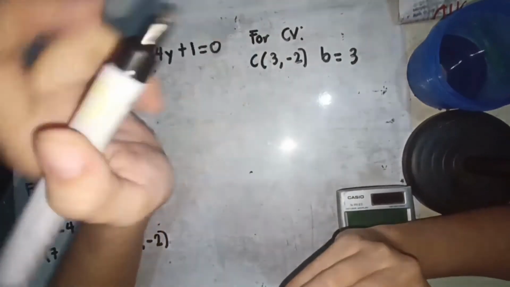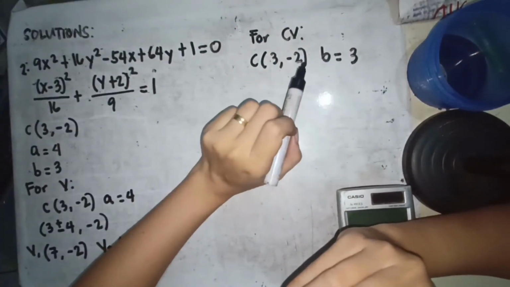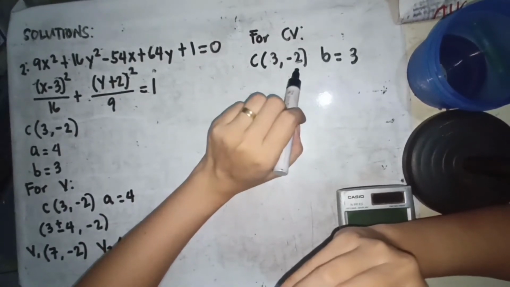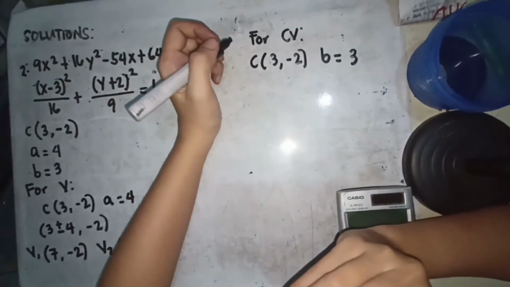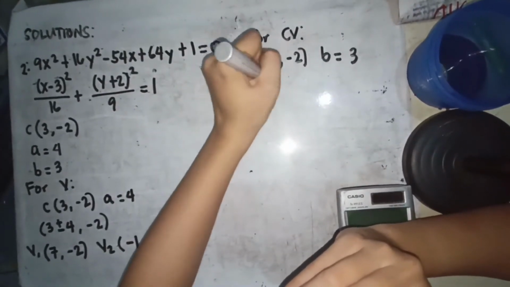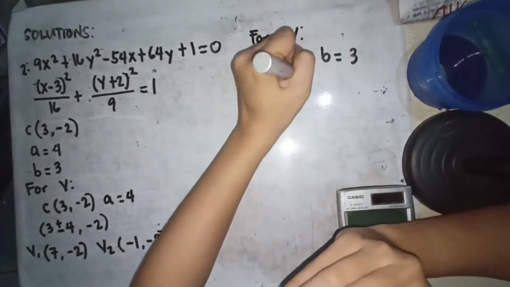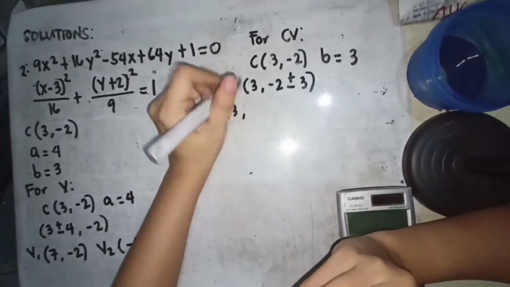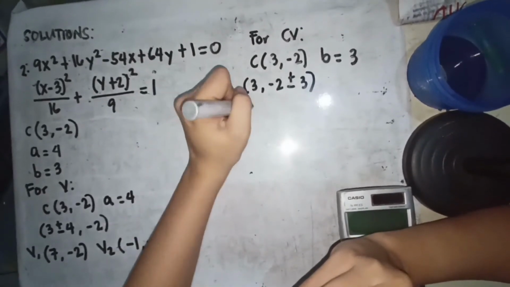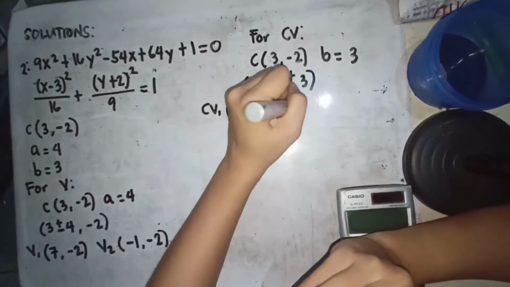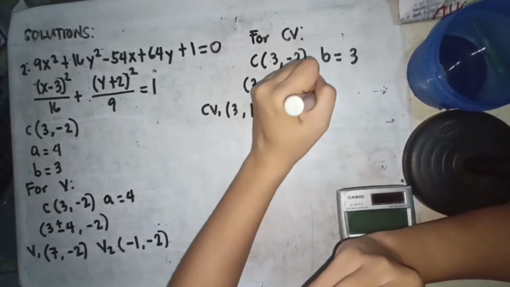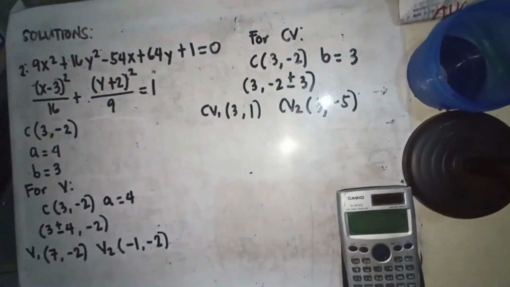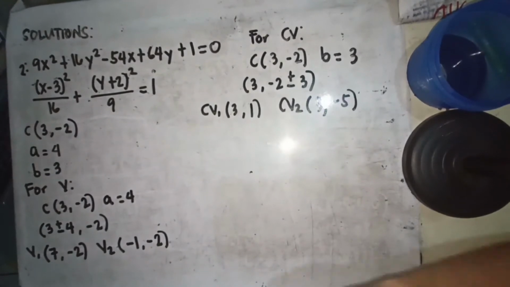So, since vertical man siya, ang adan o subtractan or ang plusan o minusan nato o distance B will be our y coordinates. So, we'll have 3 and negative 2 plus minus 3. So, we'll have CV sub 1, that is 3, and negative 2 plus 3, that is positive 1. And CV sub 2 will have 3 and negative 2 minus 3, that is negative 5. So, naa na tay co-vertex. Okay, next.